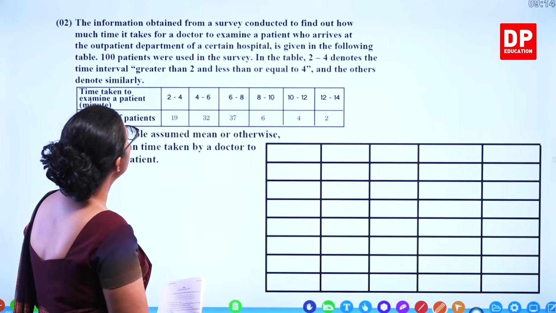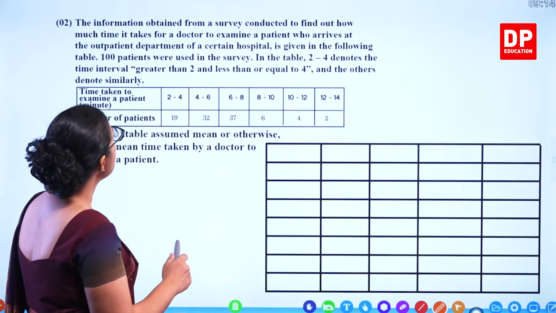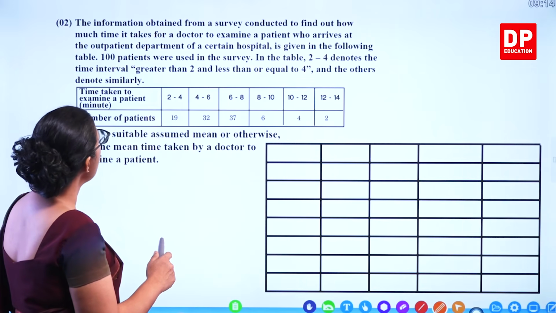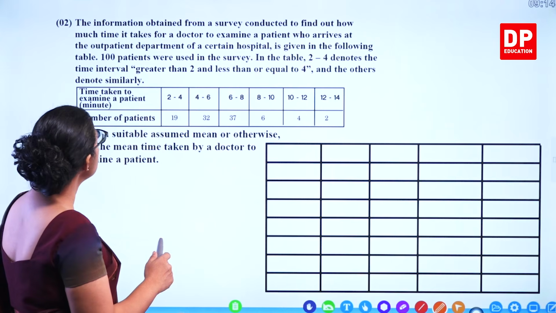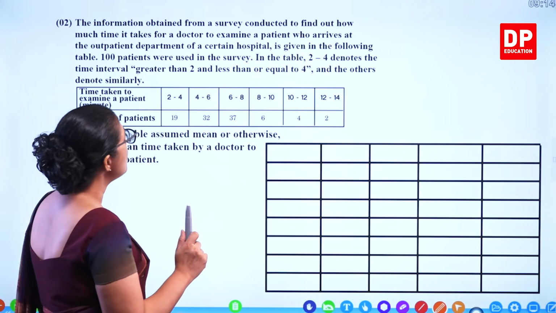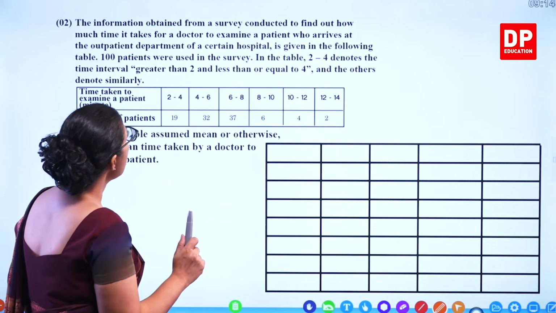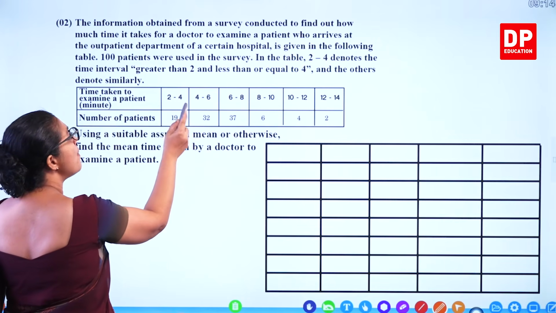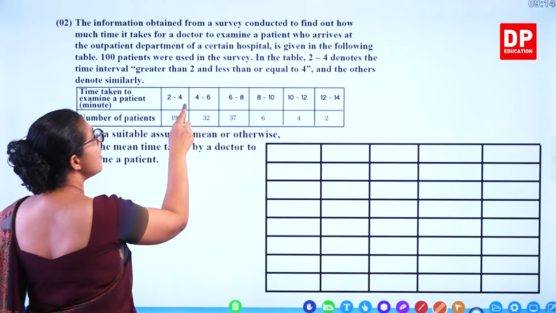The information obtained from a survey conducted to find out how much time it takes for a doctor to examine a patient who arrives at the outpatient department of a certain hospital is given in the following table. 100 patients were used in the survey. In the table, 2 to 4 denotes the time interval greater than 2 and less than or equal to 4. So that means the upper boundaries are included but not the lower boundary. So here 6 is included, not 4.